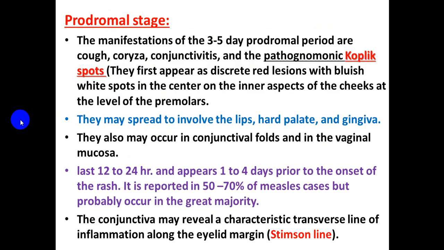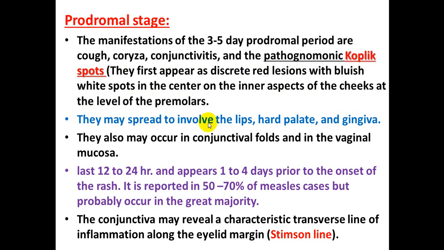While the second stage is the prodromal stage. The manifestations of the 3 to 5 days prodromal period are cough, coryza, conjunctivitis, and the pathognomonic enanthem called Koplik spots. They first appear as discrete red lesions with bluish whitish spots in the center on the inner aspect of the cheeks at the level of the premolar.